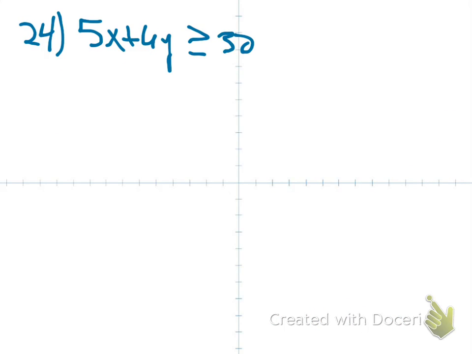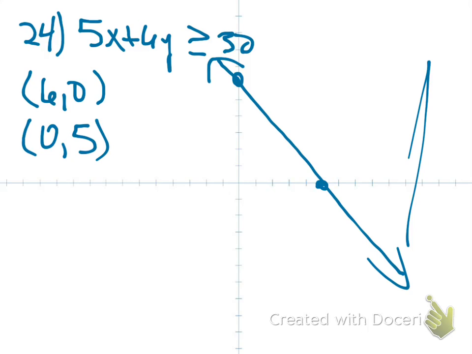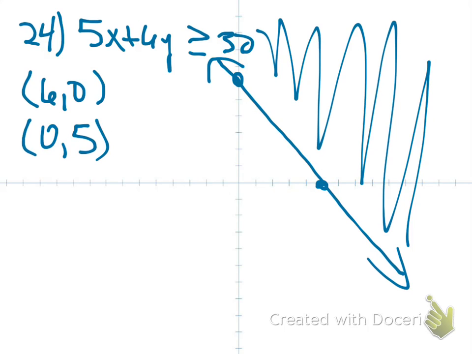Okay, here I've got 5x plus 6y is greater than 30. I'm going to do the intercepts again. 6, 0 and 0, 5, because 30 divided by 5 is 6. 30 divided by 6 is 5. So again, 1, 2, 3, 4, 5. 1, 2, 3, 4, 5, 6. Solid line. Notice I am not going to change it because there was no minus in front of the y. So this is still going to be a greater than, which means shade above.